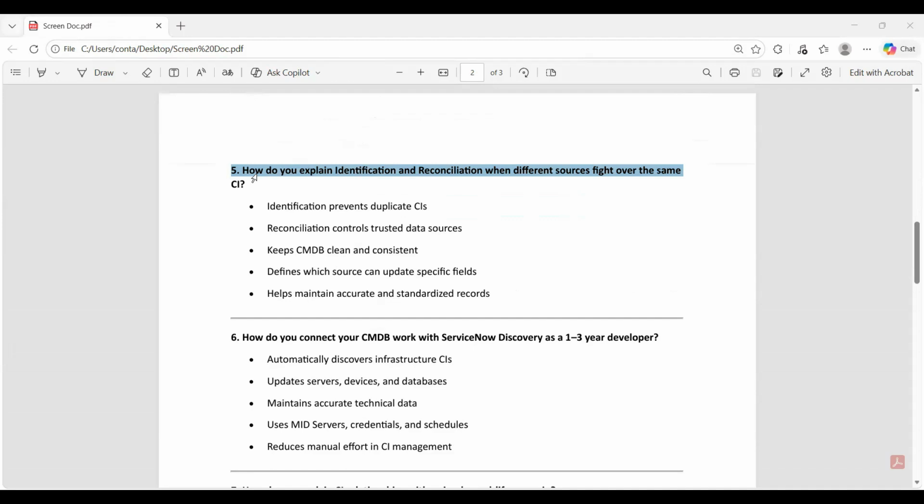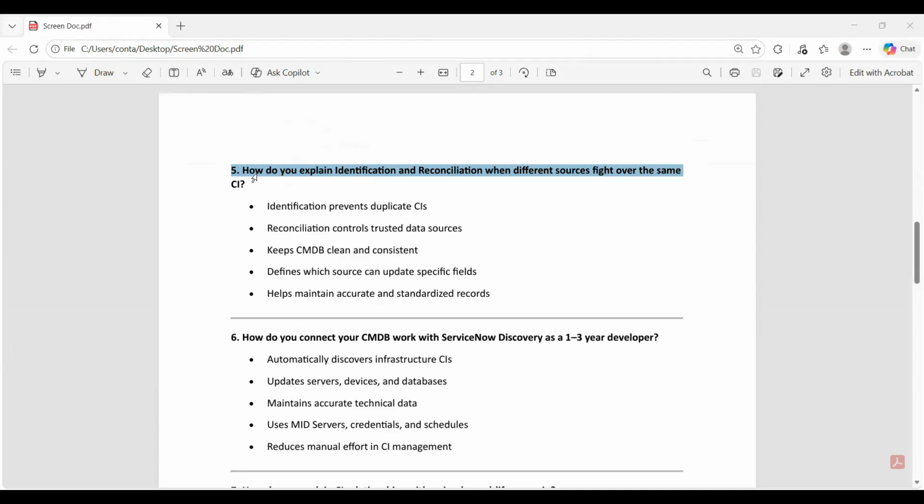For example, discovery, SCCM, cloud integration, and monitoring tools may all send updates regularly to your CMDB. So in this case, if there is no rule, it is possible that duplicate records or conflicting updates can happen, right? So this is where IRE comes into the picture. First of all, the identification rule helps ServiceNow recognize whether an incoming record already exists or not. Okay. It does that with respect to various fields like serial number, host name, or unique IDs. Okay. So this is it.